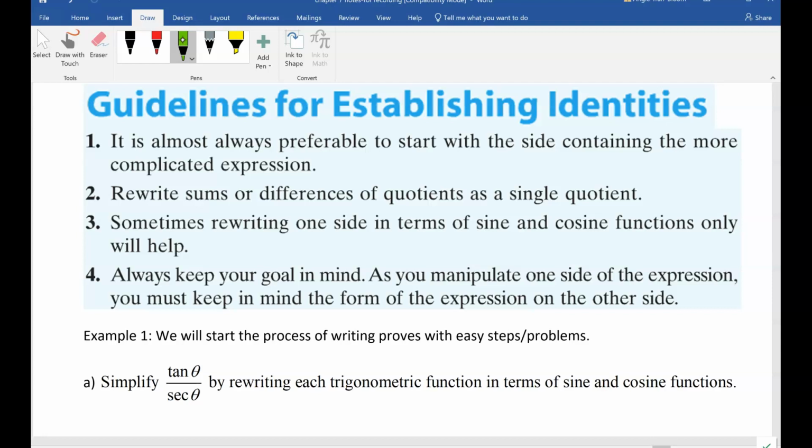Guidelines for establishing identities. It is almost always preferable to start with the side containing the more complicated expression. Yep. Okay. Pick the side that looks scarier than the other. Now, rewrite sums or differences of quotients as a single quotient. What does that mean? If I have 1/2 take away 1/3, then they want you to rewrite it as a single quotient. That means over one common denominator. So find the common denominator and then match it up, okay? Sometimes writing one side in terms of sine and cosine functions will help. So what that means is when you see tangent, cotangent, secant, cosecant, break it down in terms of sine and cosine, and not always, but it says sometimes.